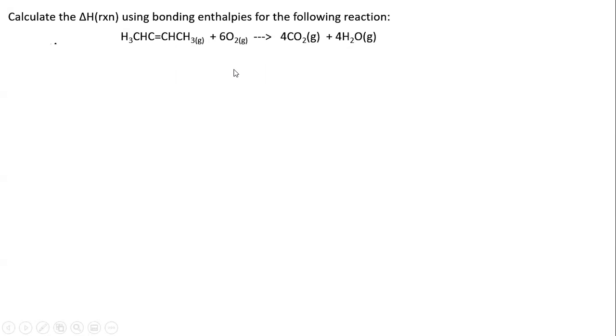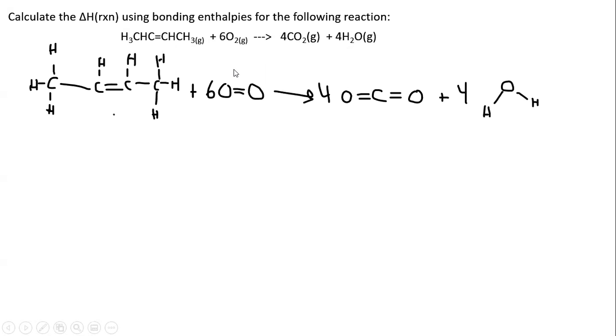So again, the best thing to do is to draw the Lewis structures of each. So 2-butene looks like this. I apologize for the unevenness. But you see we have carbon-carbon single bonds, carbon-hydrogen single bonds, carbon-carbon double bonds, oxygen-oxygen double bonds, carbon-oxygen double bonds, and oxygen-hydrogen single bonds. So now we sum up all the individual bonds, and we're going to take the sum of the bond energies of the reactants minus the bond energies of the products.